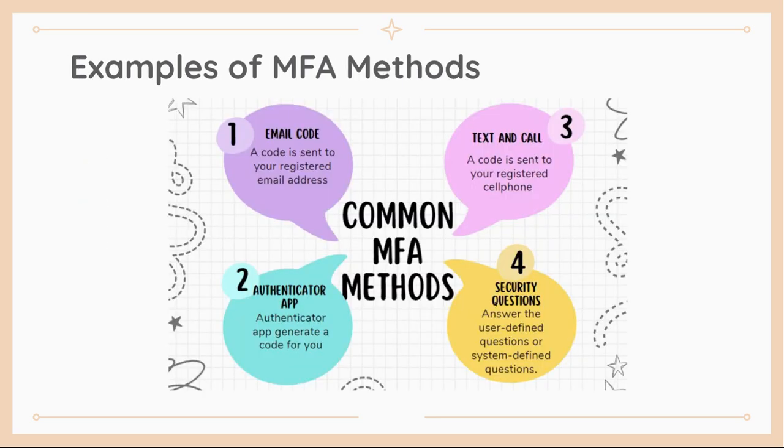Now some examples of MFA methods are email codes, so codes that are sent to your email. I'm sure that some of you have used those before. Authenticator apps, which are less used but should be used more often, like Google Authenticator or Microsoft Authenticator. It's a third-party app that really makes a difference in your safety. Text and calls, so codes that are sent to your cell phone or you get a voice message, and security questions, like what city did your parents meet in? Questions that are very personal to us.